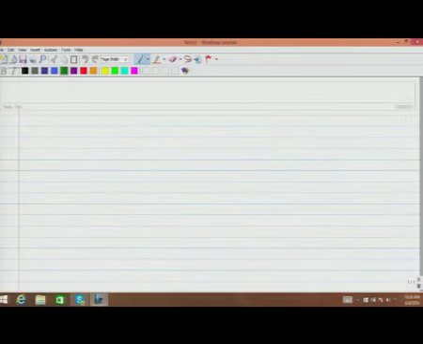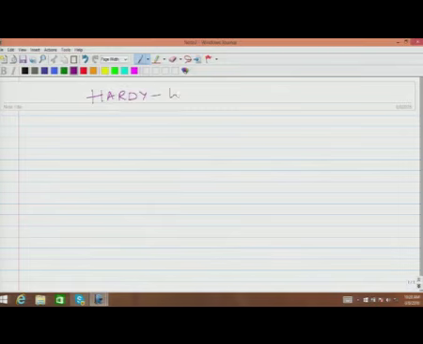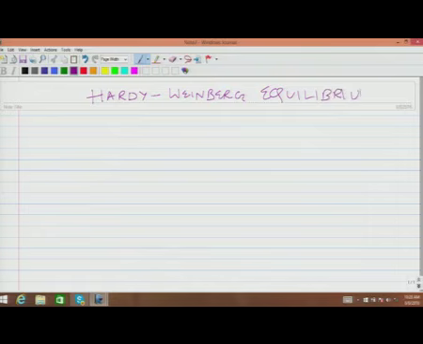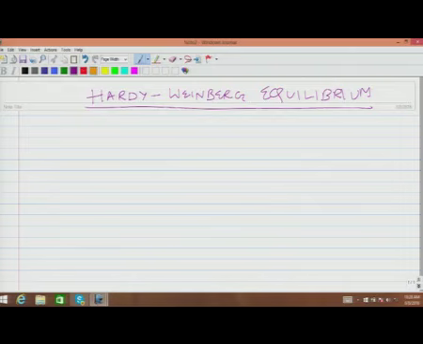Now, moving to the next topic, which is the Hardy-Weinberg Equilibrium. This is a very important topic of this chapter, Hardy-Weinberg Equilibrium. First of all, let us try to understand this equilibrium. It was given by G. H. Hardy and W. Weinberg.